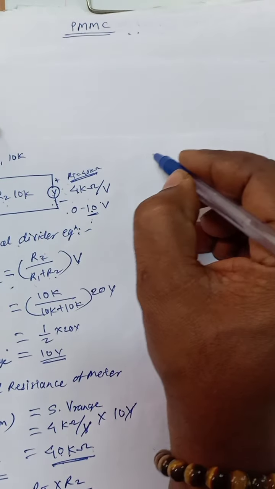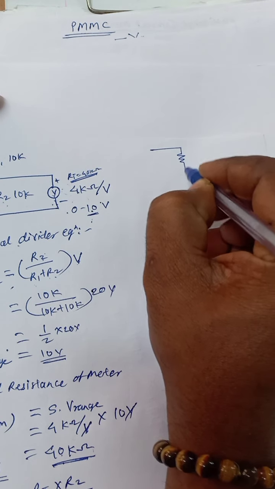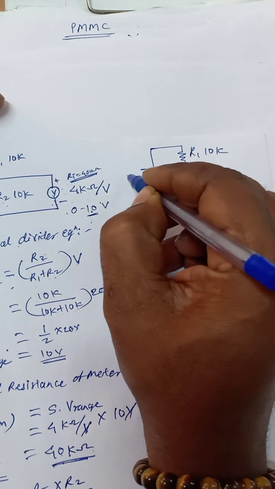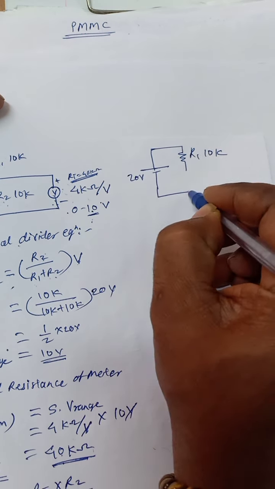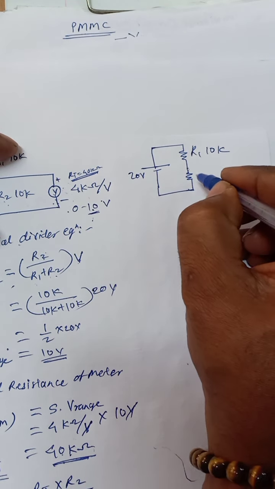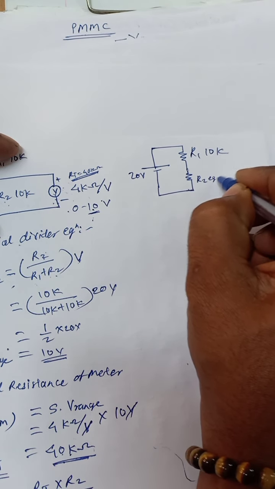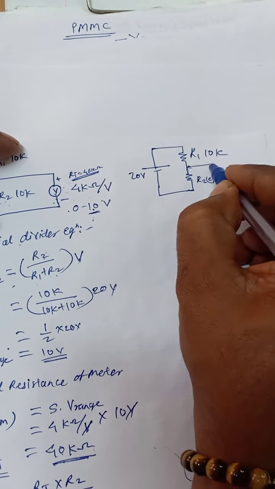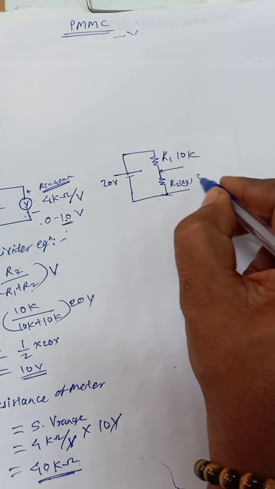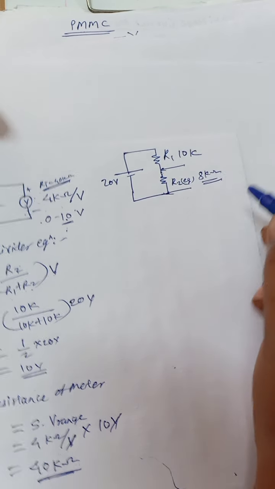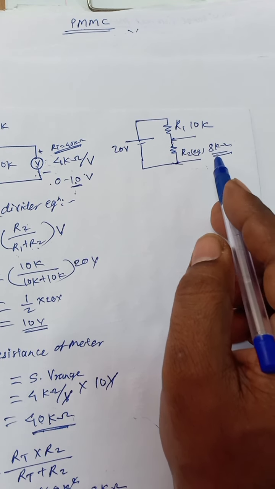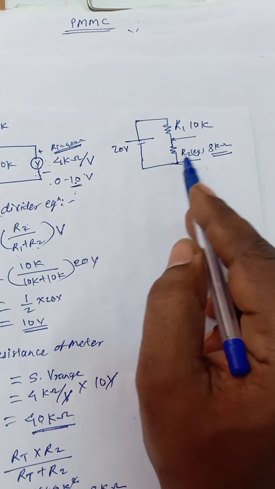Now the circuit becomes like this. This R1 is unchanged, that is 10k. Here 20 volt is applied, and the total equivalent resistance we name R2 equivalent, which is now 8 kilo ohm. Then the voltage measured by this voltmeter will change because of this change in resistance value.